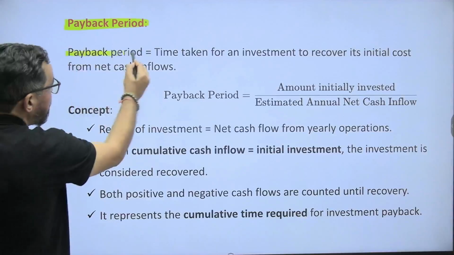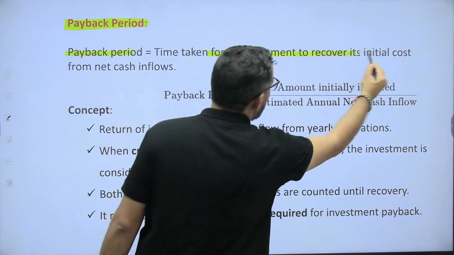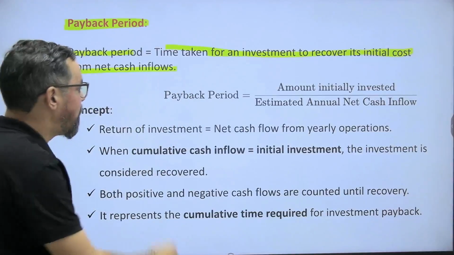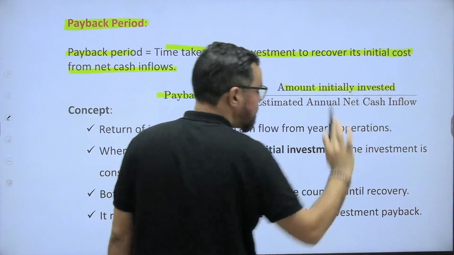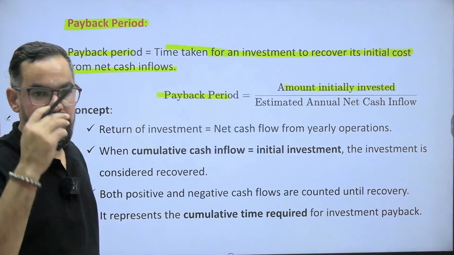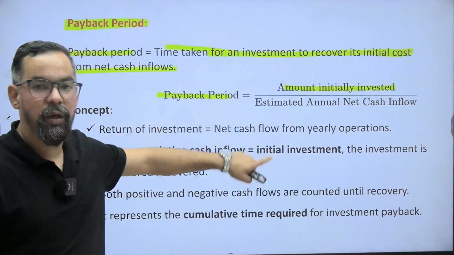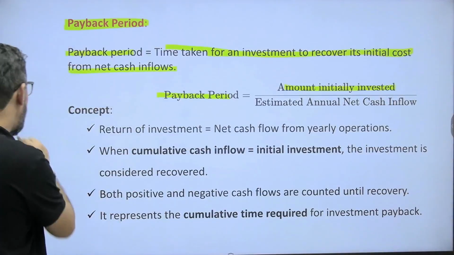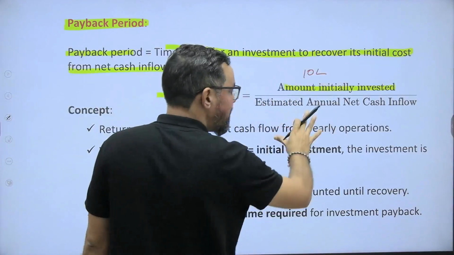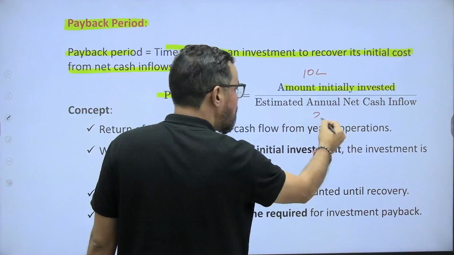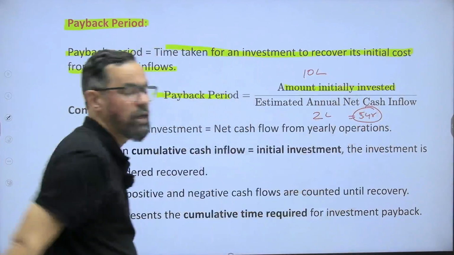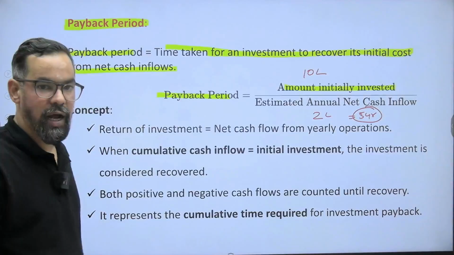So payback period is the time taken for an investment to recover its initial cost from the net cash inflows. So payback period is the amount initially invested, let's say it is 10 lakh, divided by the estimated annual net cash flow. If you divide by that particular one, you will get to know about your cash flow. Okay? Let's say initially the amount is 10 lakh. Estimated annual cash flow is, suppose, 2 lakhs. So 5 years is your payback period in this one, because in 5 years we will recover this 10 lakh rupees. After that it will start giving profit to us.